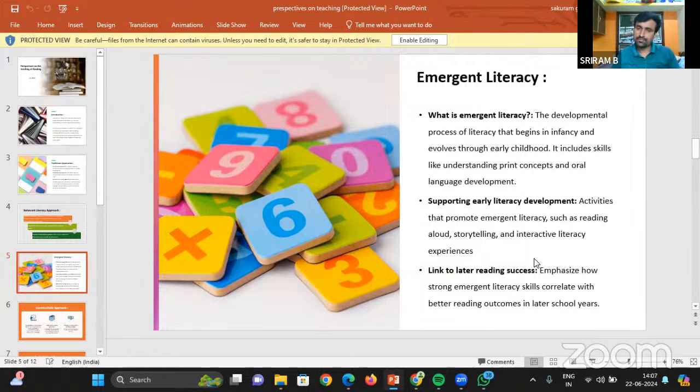Next one, supporting early literacy development. Activities that promote emergent literacy, such as reading aloud, storytelling, and interactive literacy experiences. Third one, linked to later reading success. Emphasize how strong emergent literacy skills correlate with better reading outcomes in later school years.